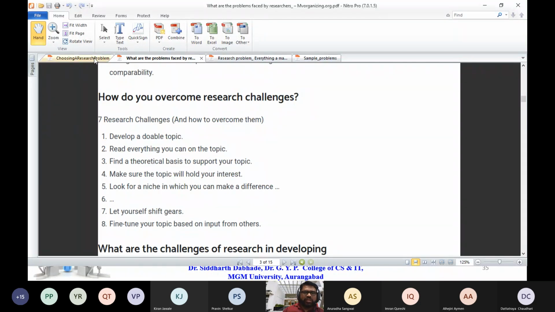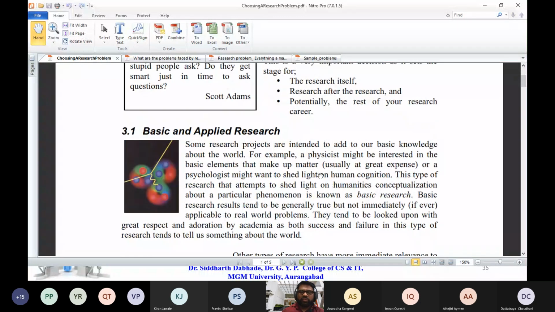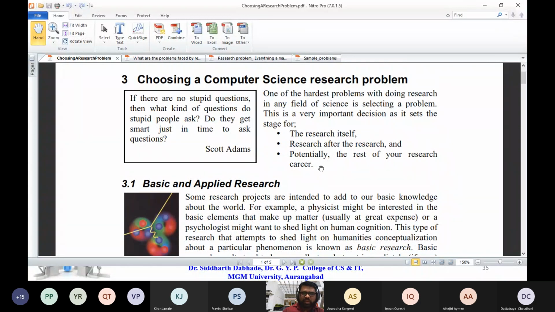Okay, this one is mine. So this is the case study. If you want to do research work in computer science, at that time you are a student of basic and applied research work. Basic and applied research work is very complicated. It requires very hardcore dedication to do the research work. Whenever we are trying to decide your research work, you need to ask the question. Okay, so according to the SPOT admins, if there are no stupid questions, then what kind of questions do stupid people ask? Do they get smart just at the time of asking the question?